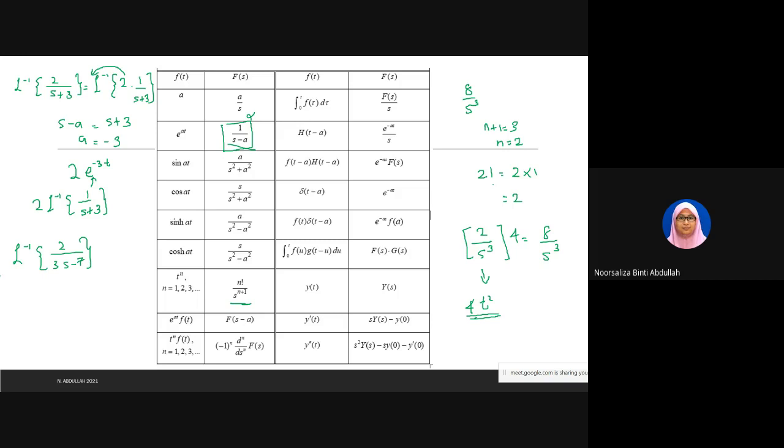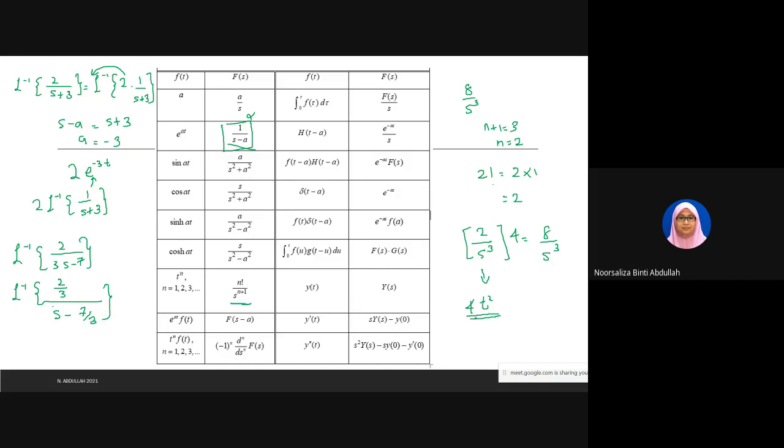Okay, this one is s. Then you have to modify this equation so that you have s here, not 3s. Then you have to divide everything with 3. So you have here 2/3 s minus 7/3.